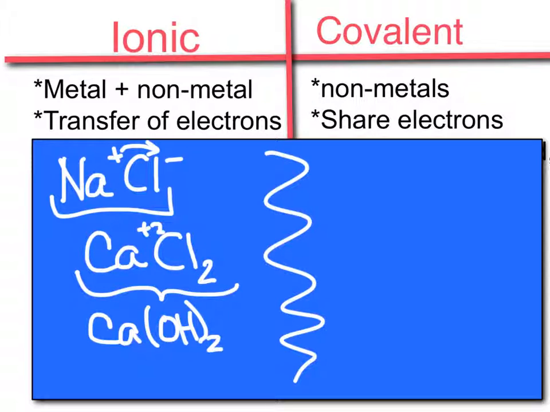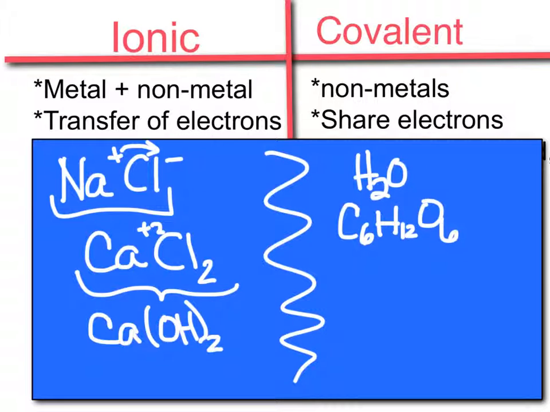In covalent compounds, what we see are 2 or more nonmetals involved in the bond. And instead of transferring electrons, they share electrons with each other. In fact, we'll be learning to draw these into structural formulas showing exactly how they're arranged in space. So, for example, water is a covalent compound, or glucose that you may have learned about in cell respiration, or phosphorus pentachloride. All of these would be good examples of covalent compounds consisting of 2 or more nonmetals and the sharing of electrons.